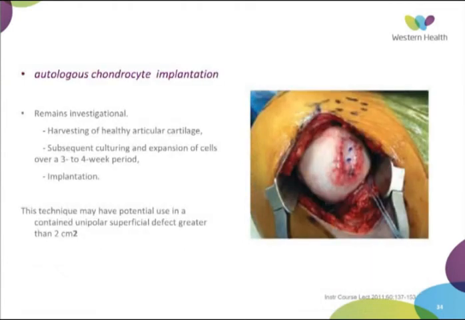The other one is the autologous chondrocyte implantation. It's investigational. Normally, you take the healthy cartilage, you culture and expand the cells for about 3 to 4 weeks, and then you go back and implant it. It's a potential way of fixing problems, basically superficial defects in the humeral head.